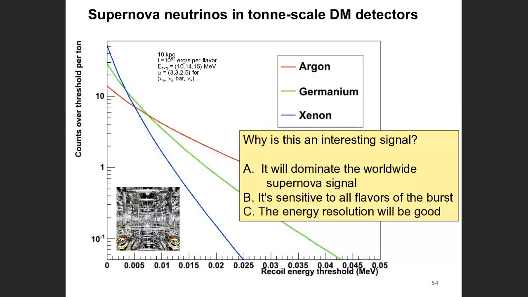Okay, another poll. Why is this an interesting signal? Why would you want to measure Sevens from a supernova in a ton-scale dark matter detector? Is it because it would dominate the worldwide supernova signal? Is it because it's sensitive to all flavors of the burst, or is it because there's good energy resolution? So let me do this again. Make another poll. Oops, only 3 this time. Okay. All right. What do you think? Which is the best answer of these 3?